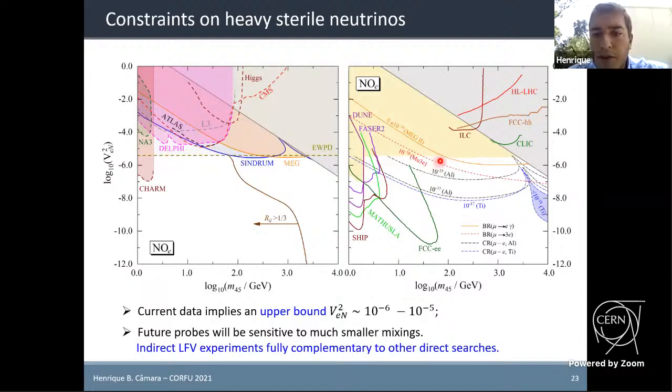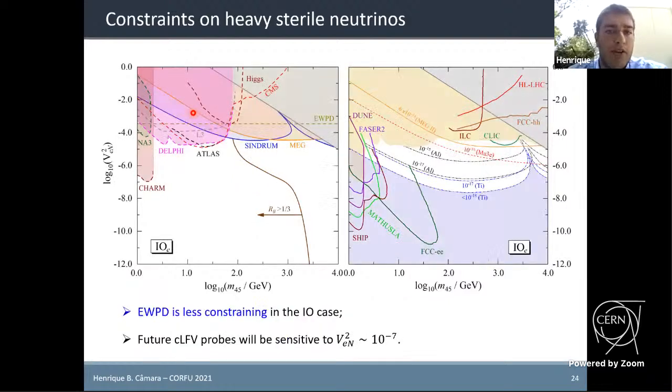Looking now at the right figure, notice that the future indirect charged lepton flavor violating searches will be fully complementary to direct searches, for example, at the high luminosity Z factory like the FCC-ee. Let's move to the inverted ordering electron case. On the left figure, you notice that the electroweak precision data is less constraining. However, the bound on the mixing |V_N|^2 is about the same, 10 to the minus 5, but it comes from current collider constraints as well as current indirect charged lepton flavor violating bounds.